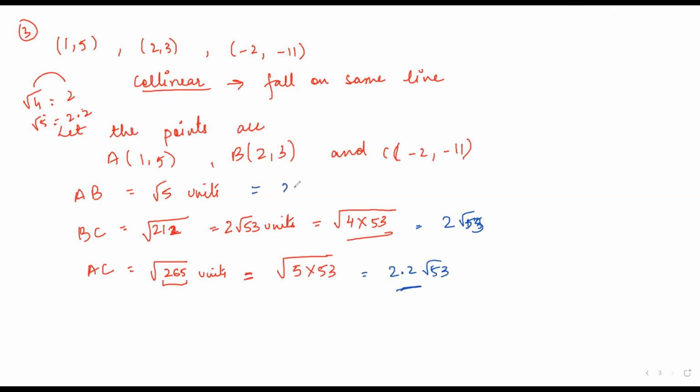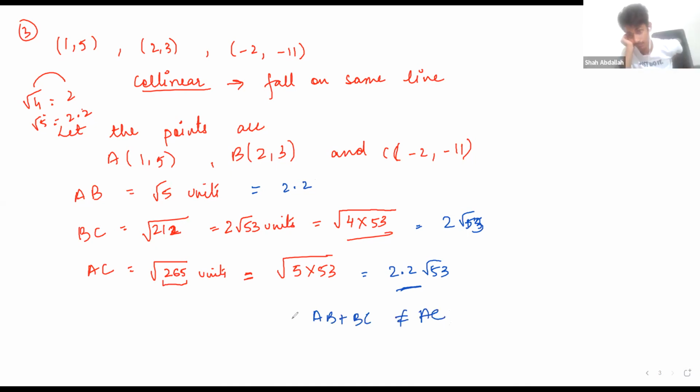Under root of 5 is again 2 point something, because under root of 4 is 2. So under root of 5 will be slightly larger. Understood? So that means in 2, you are again adding some 2.2. So obviously AB plus BC will not be equal to AC in this case, right? Somewhere you have to compare it, right? So hence the given points are not collinear.